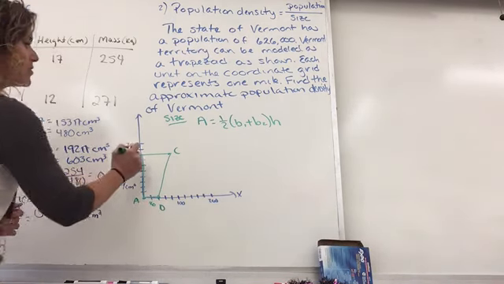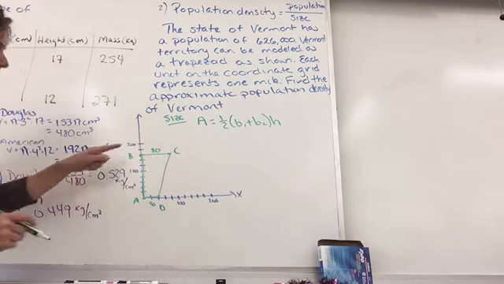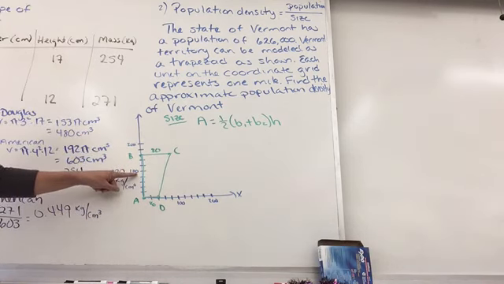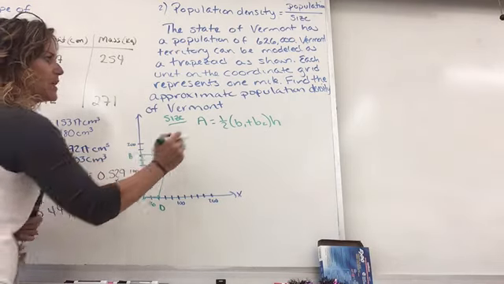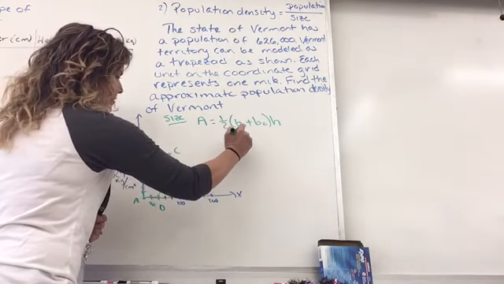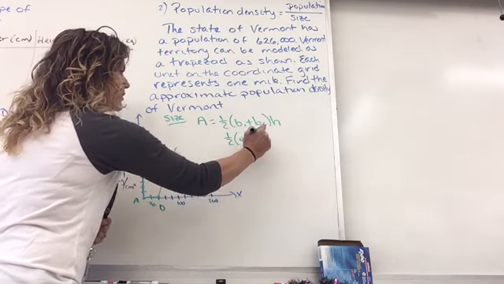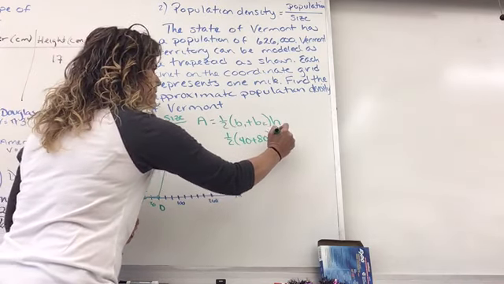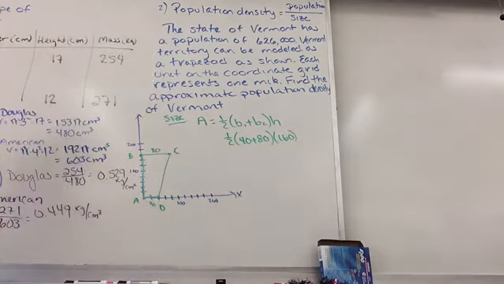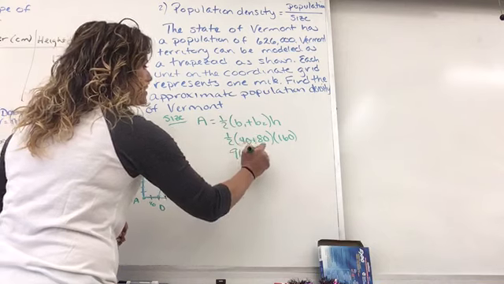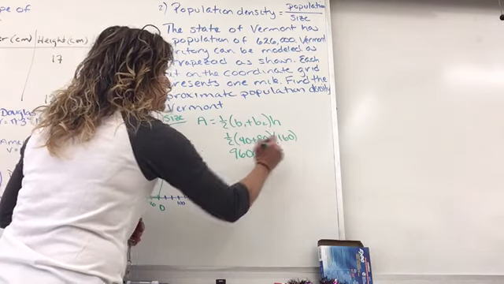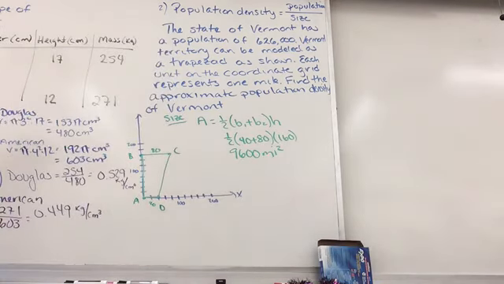The top base goes over 4 marks, so that's 80. And my height, there's 120, 140, 160. So 1/2 times 40 plus 80 times 160, and that's going to give me my area. When you multiply these all together, that's 9,600 miles squared. Because remember, each of these was measured in miles.